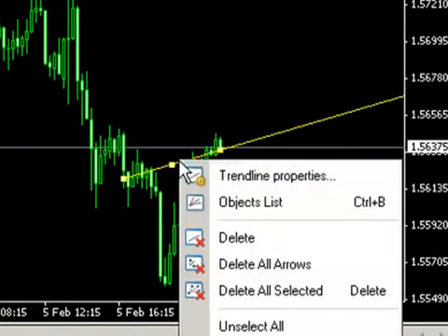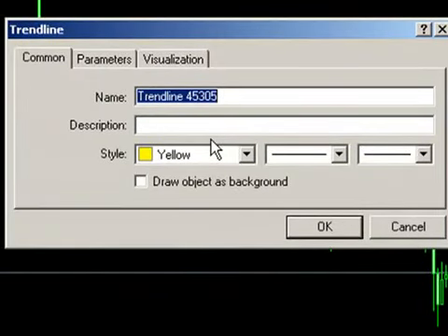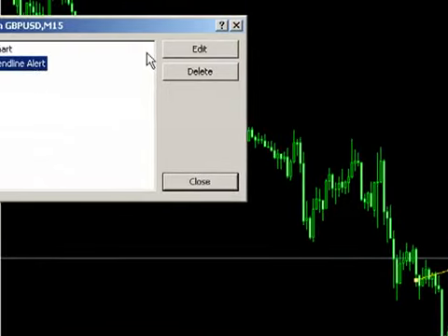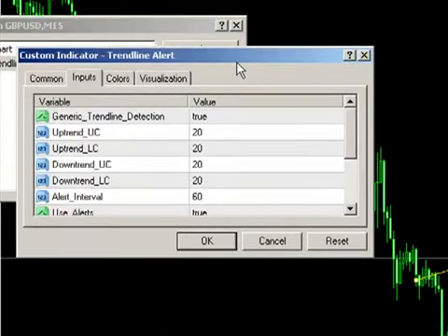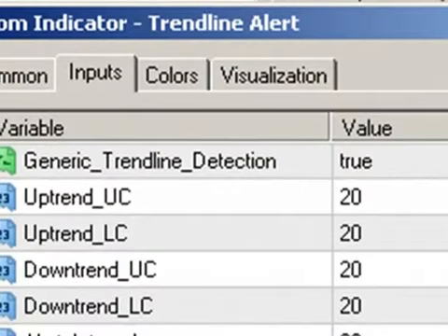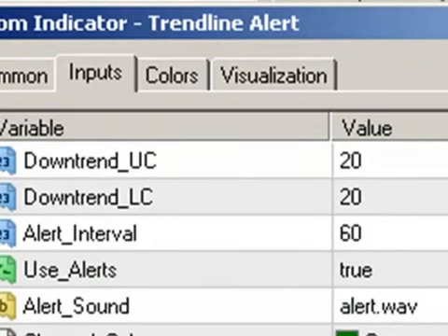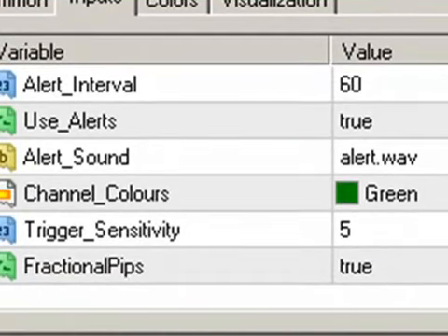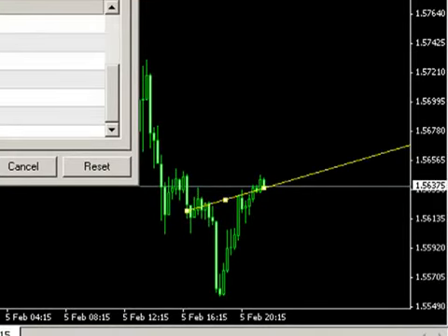What we could do, of course, is name this trend line, and we can designate it up. So let's just do that. And what I can also do is edit the upper and lower channels. So in this case it's 20 pips, and I've also told the system that I want to use alerts. That's set to true, and I can also set the channel colors around the trend line. In this case they're going to be green, and I've set fractional pips to true, so that as my platform is quoting down to 5 decimal places, I need to set that to true so I get a correct pip reading.